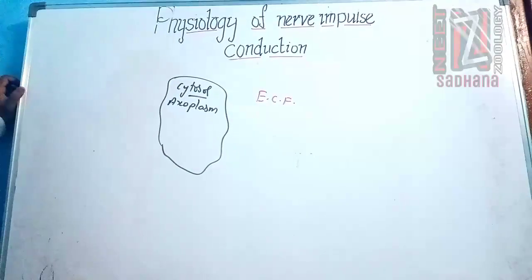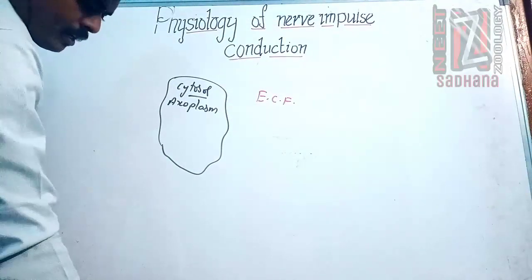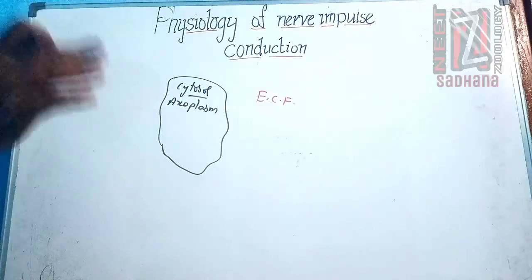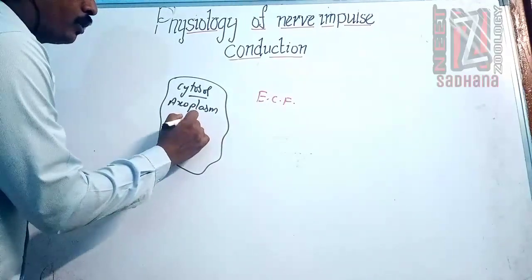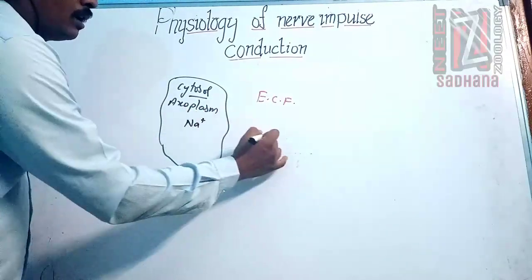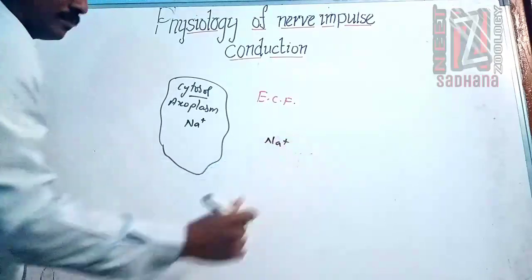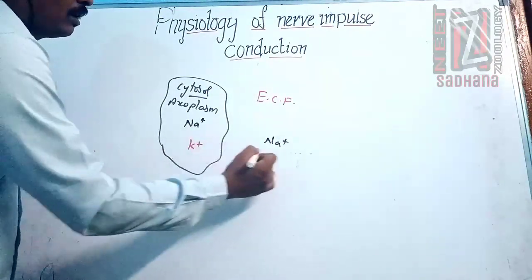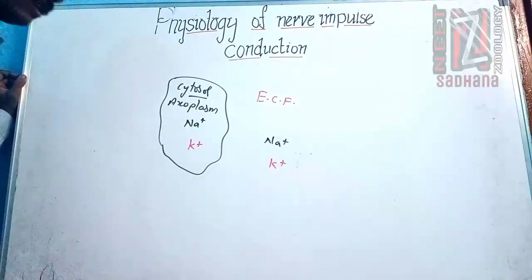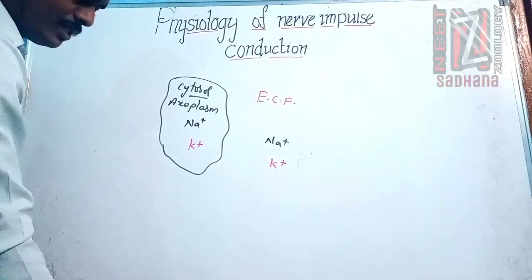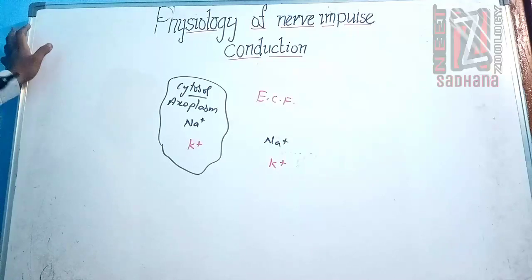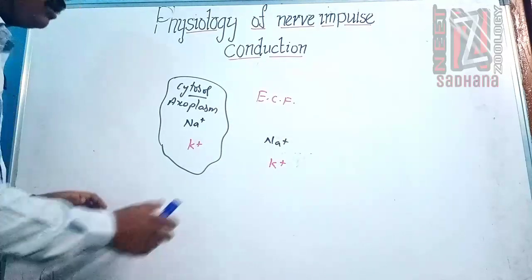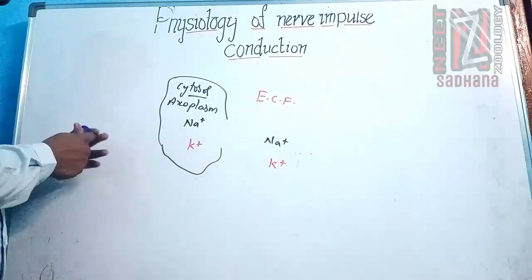Extracellular fluid, ECF. So what we have to remember is always we'll have sodium ions here, and we'll also have sodium ions here. We'll have potassium ions here, and we'll also have potassium ions here. So the ionic presence is on both sides, but the concentration differs. The concentration differs thanks to the sodium potassium pump.